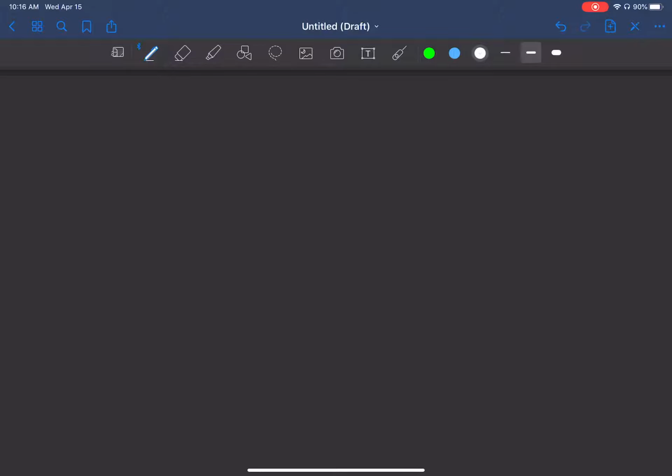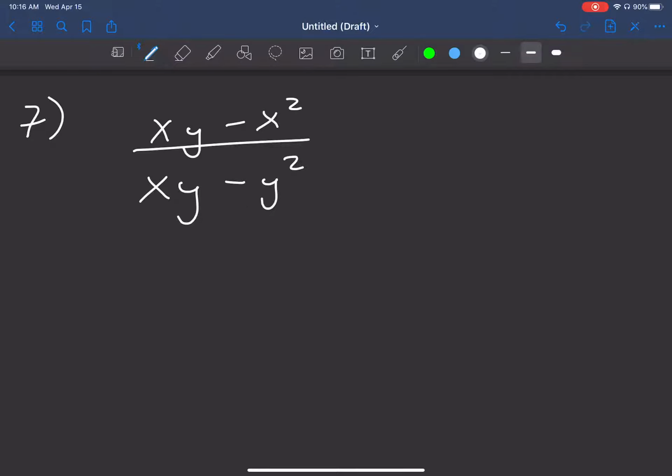Okay, so this one, I like this one. This one, to me, was probably the trickiest one on the assignment. I want to know if maybe you guys did it differently. But you have xy minus y squared, right?